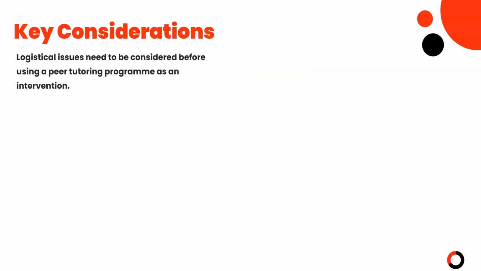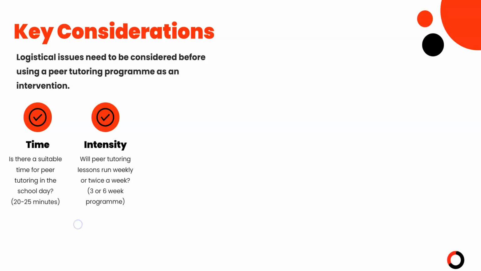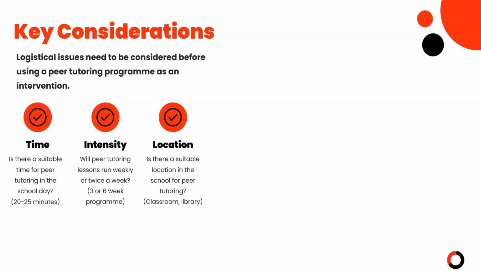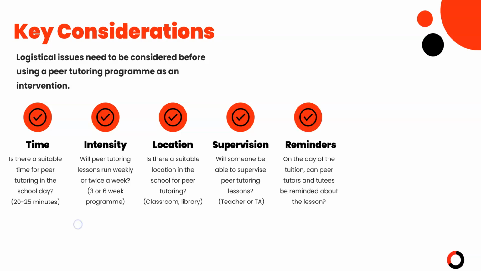So key considerations. Logistical issues need to be considered before using a peer tutoring program as an intervention. So time. Is there a suitable time in the day for the peer tutoring in the school? Intensity. Will the lessons be run weekly or twice a week? So this dictates whether it will be a 3 or 6 week program. Location. Is there a suitable location in the school for the peer tutoring? Supervision. Who will be able to supervise the peer tutoring sessions? Will it be a teacher or a TA?